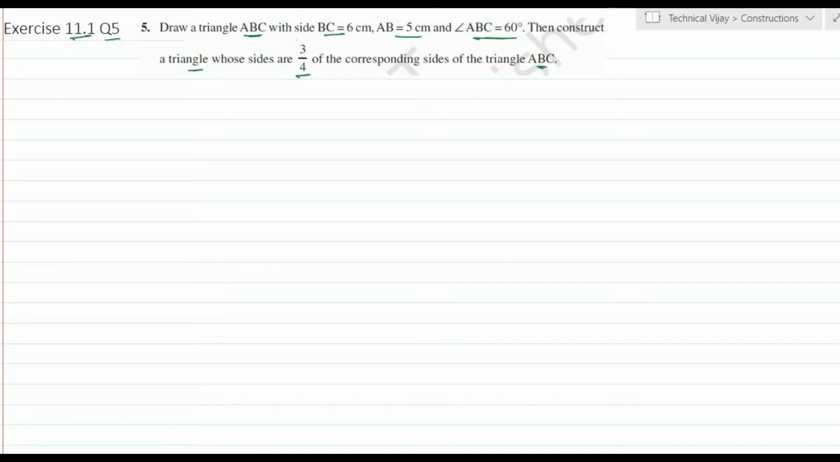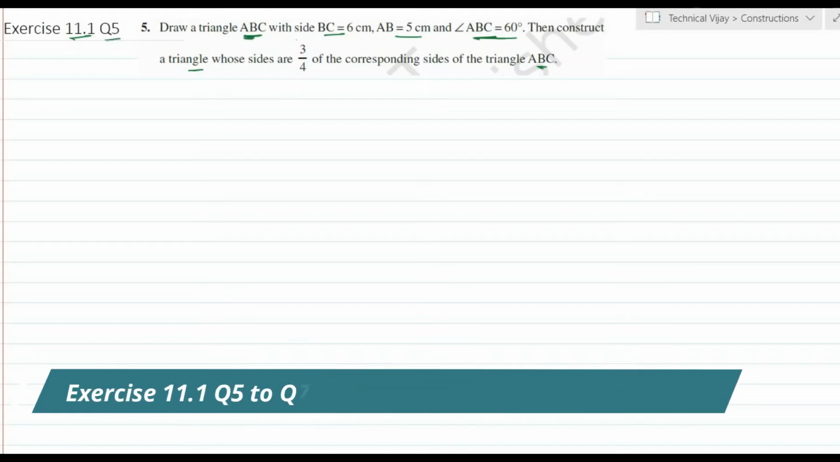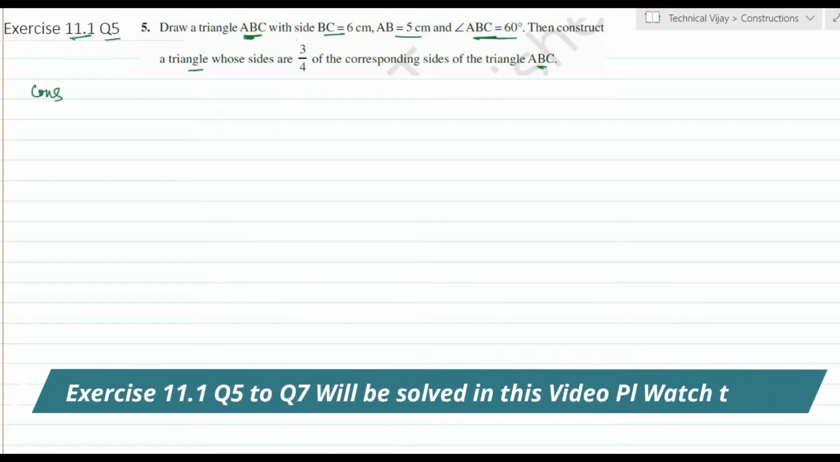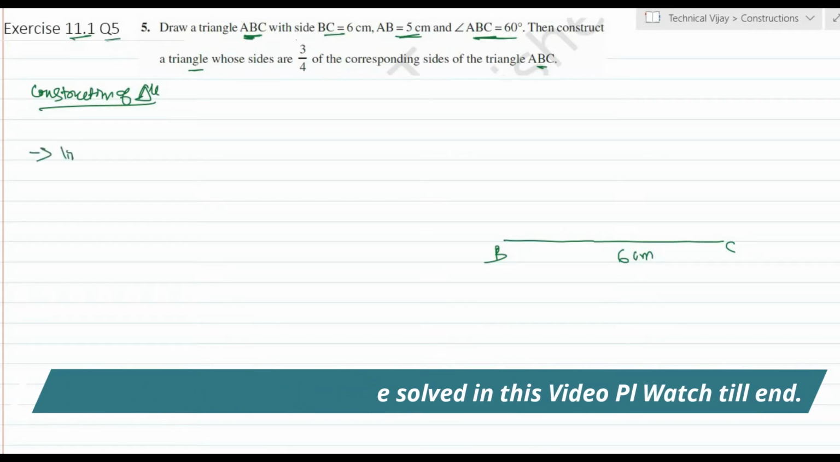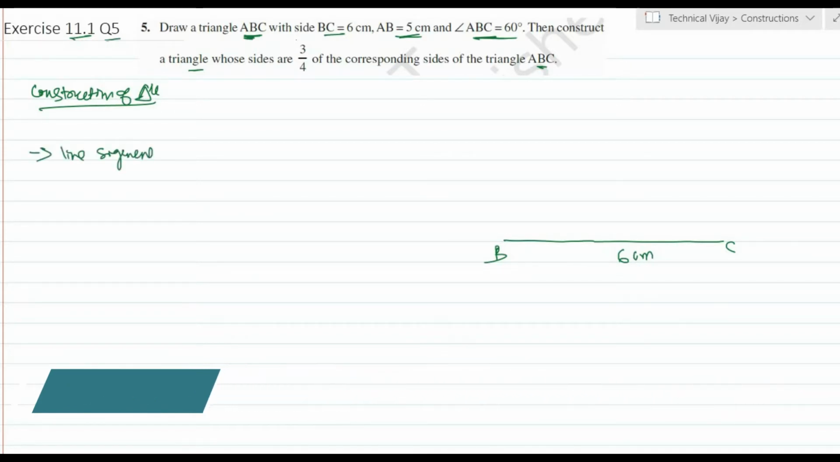So now here, first we have to construct a triangle. That is, we have to write the steps here. That is the construction. We have to draw a triangle ABC. So here, construction of triangle. First, draw a line segment BC of 6 centimeters. Now AB is equal to 5 centimeters. So first, the line segment BC is equal to 6 centimeters, we have to draw.